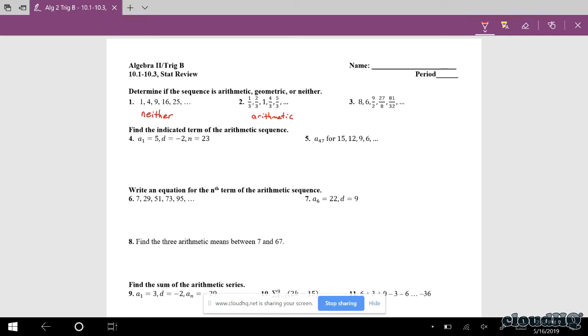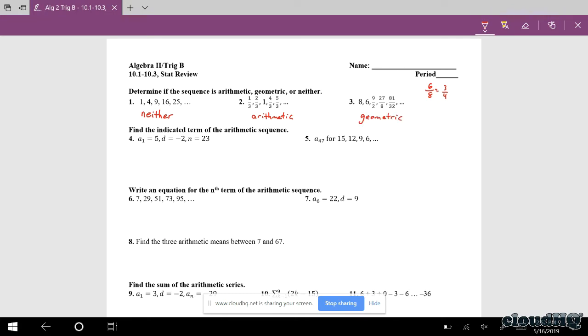If you're not sure what the r is, take a term and divide it by the term before it. So divide 6 by 8, and we get 3/4 or 0.75. And then to check that, check like 9/2, divide it by 6 and see if you get the same thing. Take 27/8 divided by 9/2, you get the same thing. Over and over again, we're multiplying by 3/4, so it is geometric.